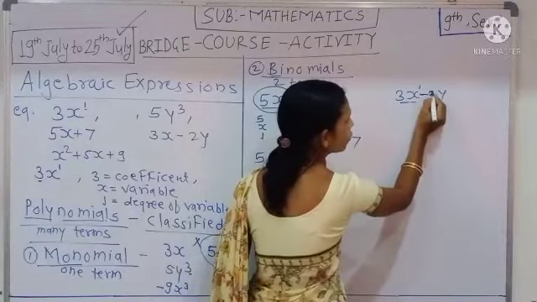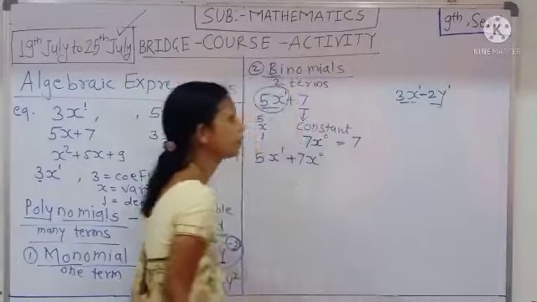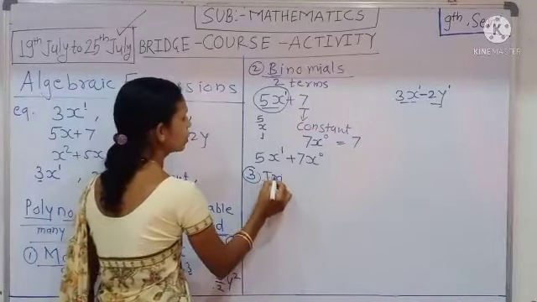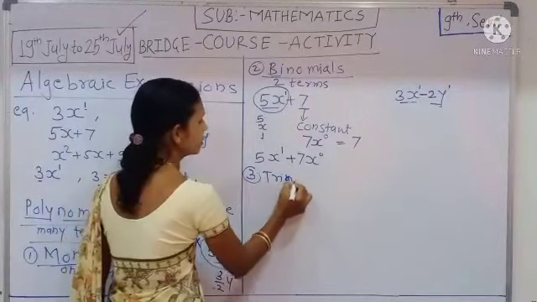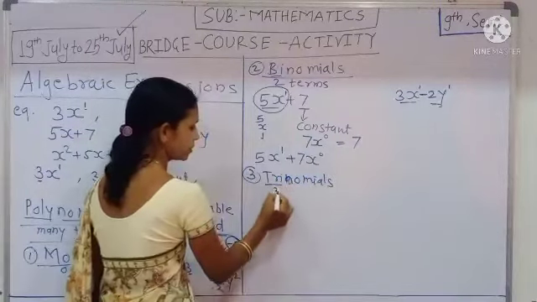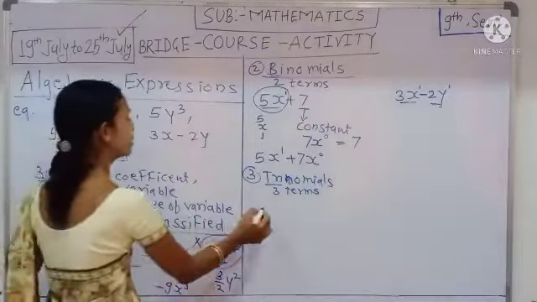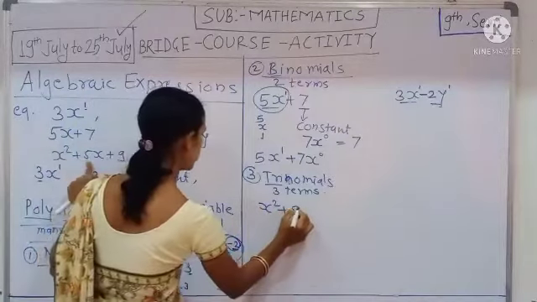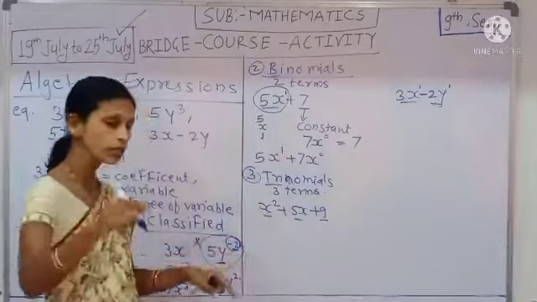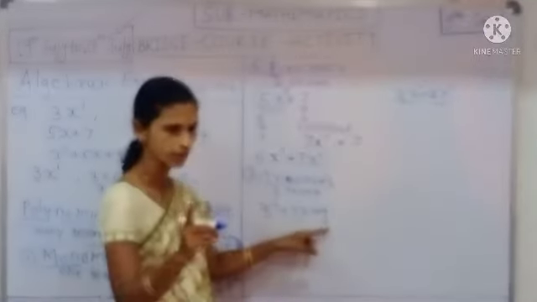Minus 2 is the coefficient of the second term, y is the variable, and 1 is the degree. Similarly, there are trinomials, which contain three terms in the algebraic expression. For example, x square plus 5x plus 9 contains three terms, and each term contains a coefficient, variable, and degree. 9 is a constant term.